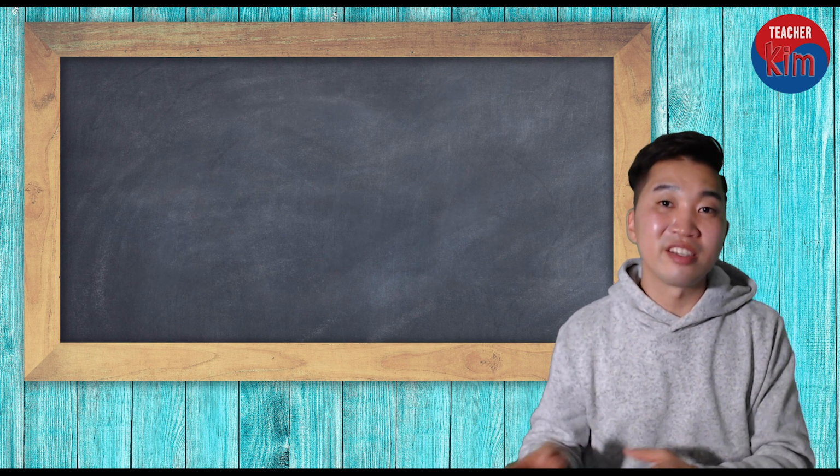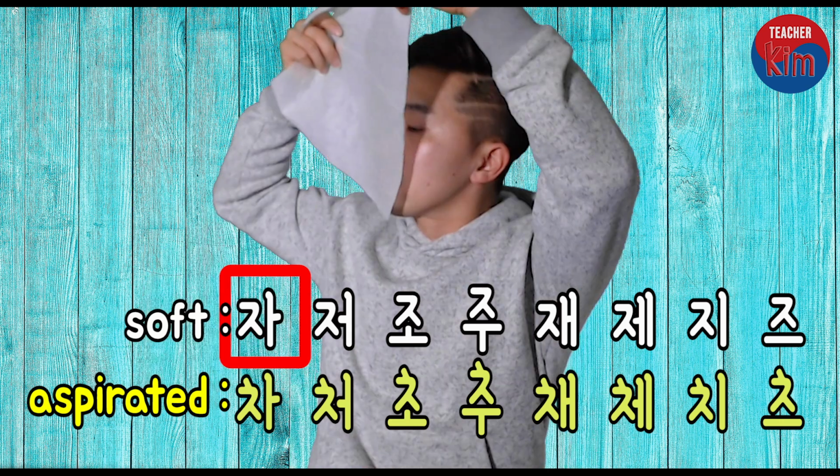I think it is easier than previous ones. So grab your napkin close to your mouth. We will practice soft consonant first and then aspirated consonant with basic vowels, okay?